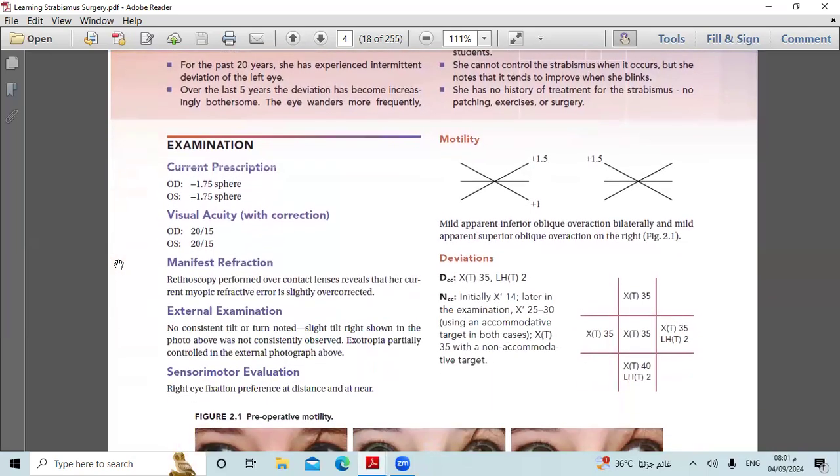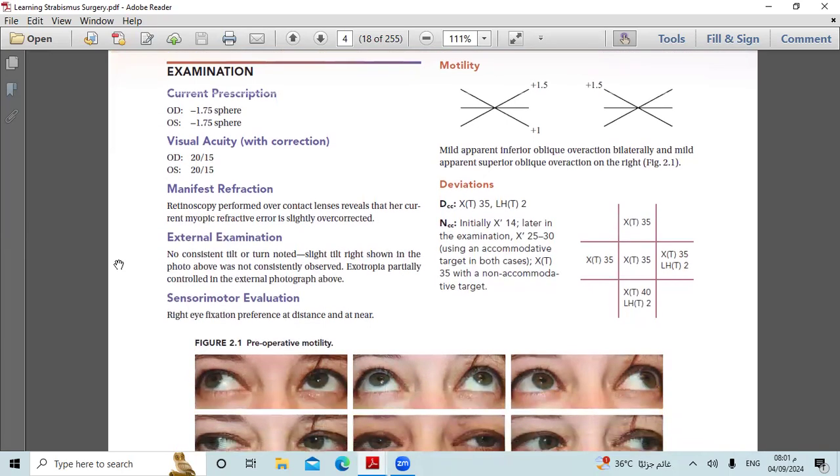Examination. Current prescription for the right eye is -1.75 sphere, and for the left eye, it's -1.75 sphere. The visual acuity with correction for both the right and left eye is 20/15. The manifest refraction shows retinoscopy performed over contact lenses reveals that her current myopic refractive error is slightly overcorrected.